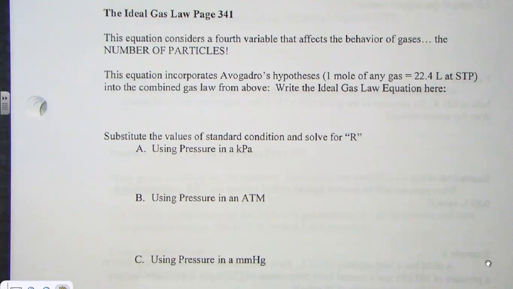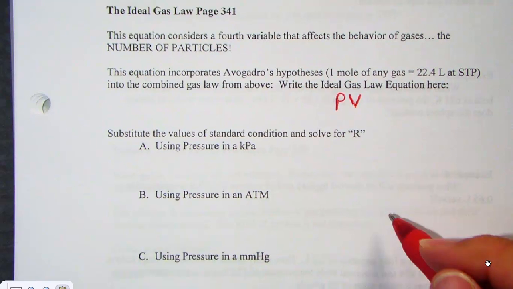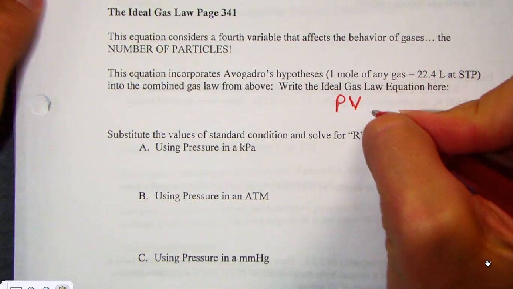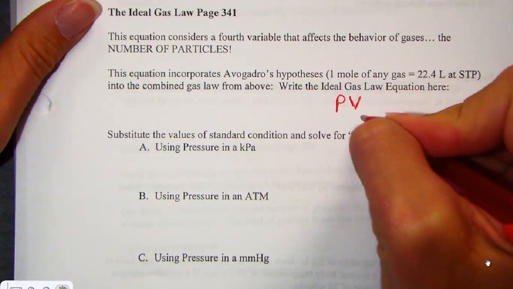We know that according to Boyle's law, pressure and volume are inversely related. We can see Boyle's law, P times V.